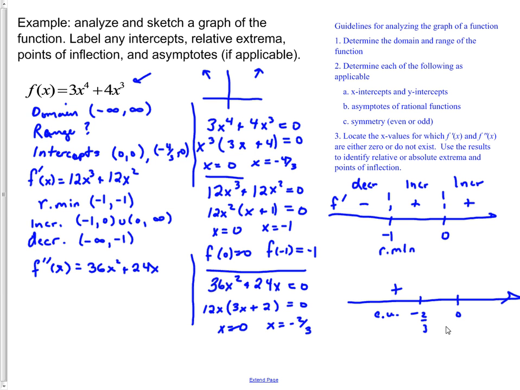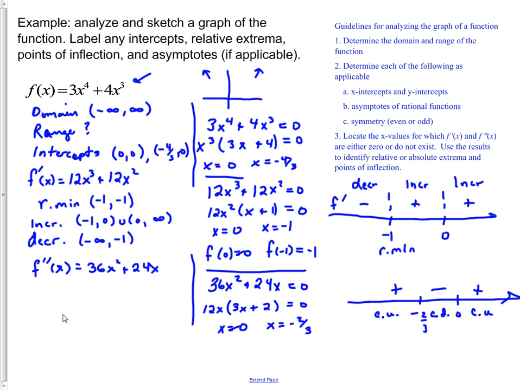From negative 2/3 to 0, let's try negative 1/3. If we took negative 1/3 times 12, we would have a negative number. If we took negative 1/3 times 3 plus 2, we'd have a positive number. That means we've got a negative number. And so this shape is concave down on the small interval from negative 2/3 to 0. Then we try numbers to the right of 0. Well, if we tried positive 1, we'd have 12 times 1 times 3 times 1 plus 2. That's a positive number, so it's concave up again.